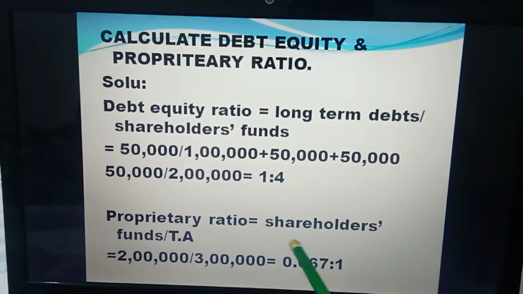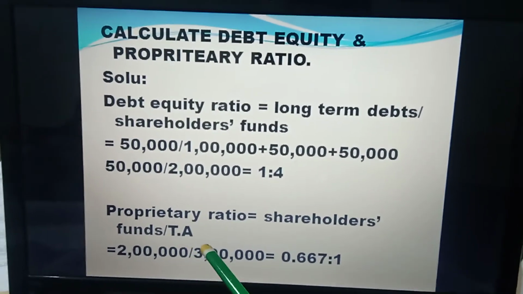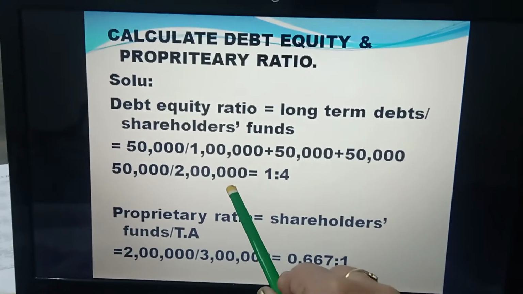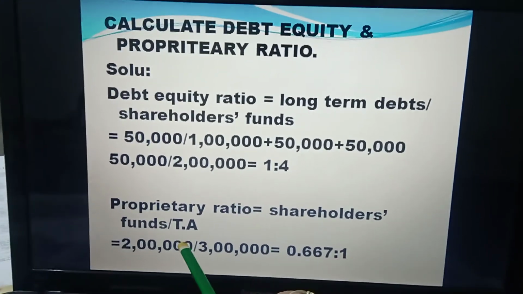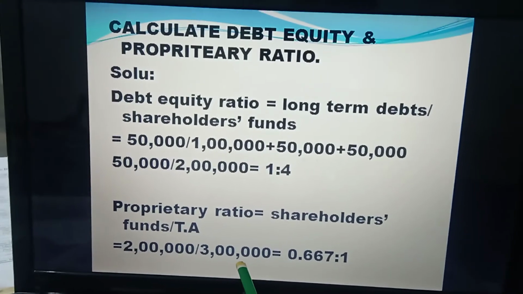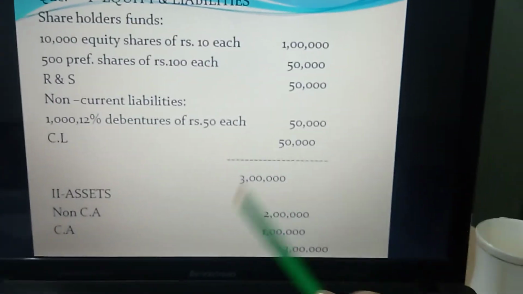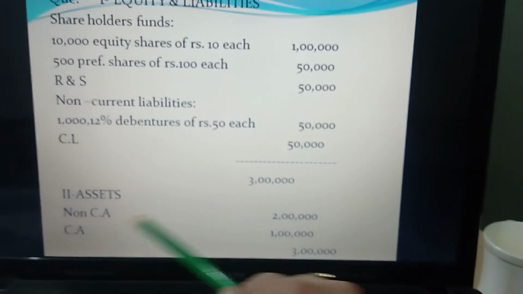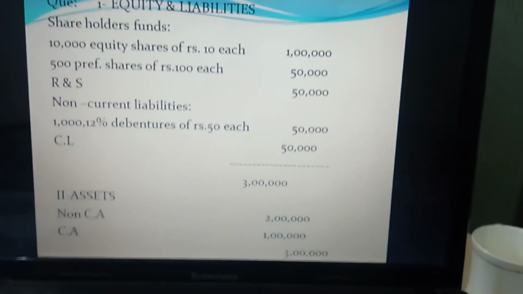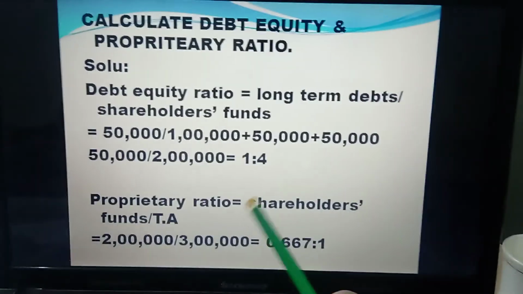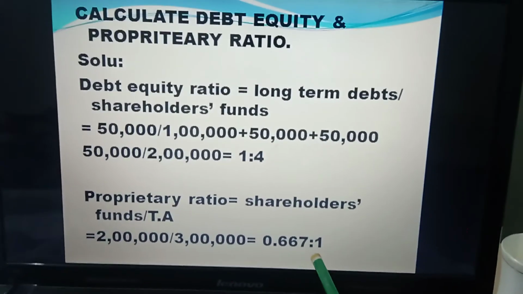Now the proprietary ratio formula is shareholders' fund divided by total assets. Earlier we calculated the shareholders' fund, which came to 2 lakh, and it is divided by total assets, that is 3 lakh. Here, students, for total assets we take the non-current assets and the current assets, rupees 2 lakh plus rupees 1 lakh, which means rupees 3 lakh are the total assets. So the proprietary ratio is 0.667:1.